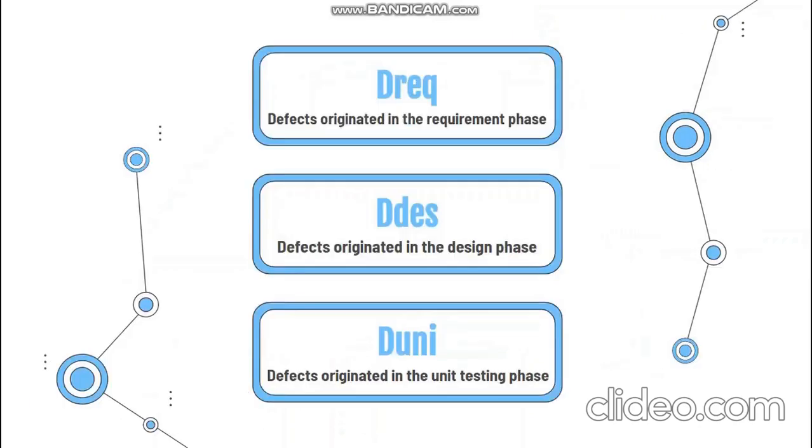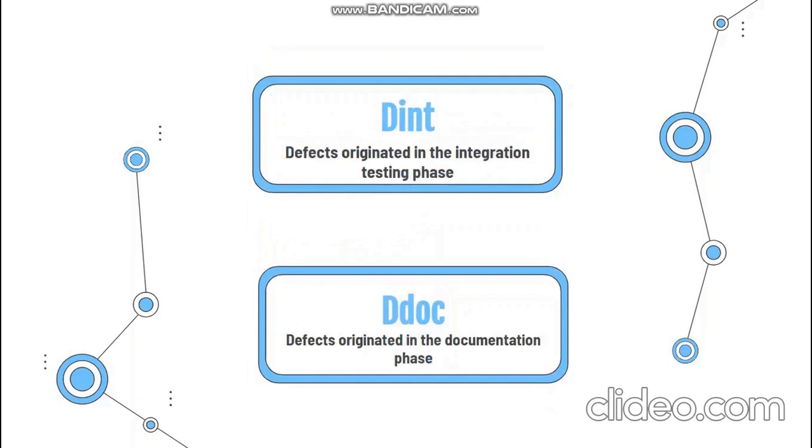Here we have defects originated in the requirement phase. We have the ones originated in the design phase and in the unit testing phase. Here you can see the abbreviations. We have defects originated in the integration testing phase. We have defects originated in the documentation phase.